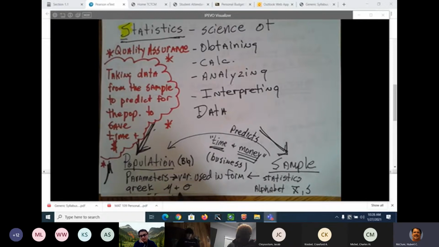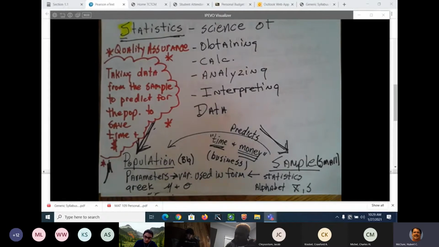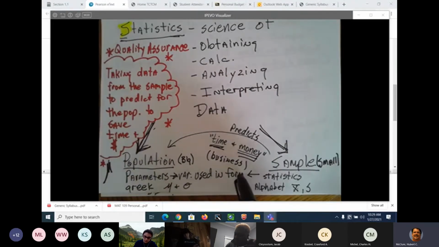Now, sample is always the smallest of the group, and you're going to be dealing with lowercase statistics in the sample. A lowercase statistic is the variables used in formulas for the sample. And that is the regular alphabet. A, B, C, D, E, F.